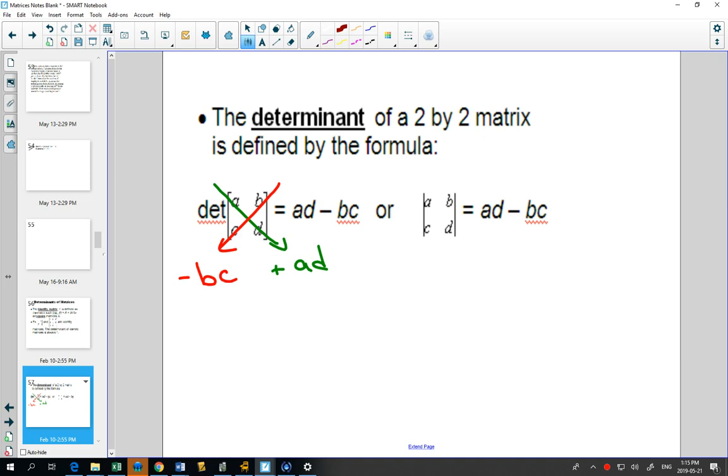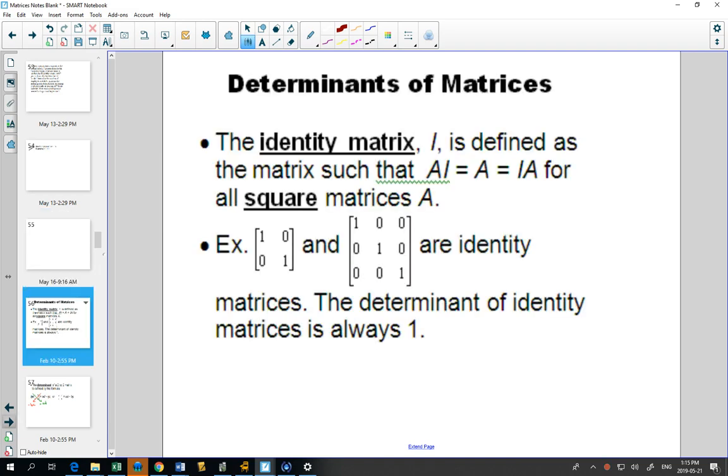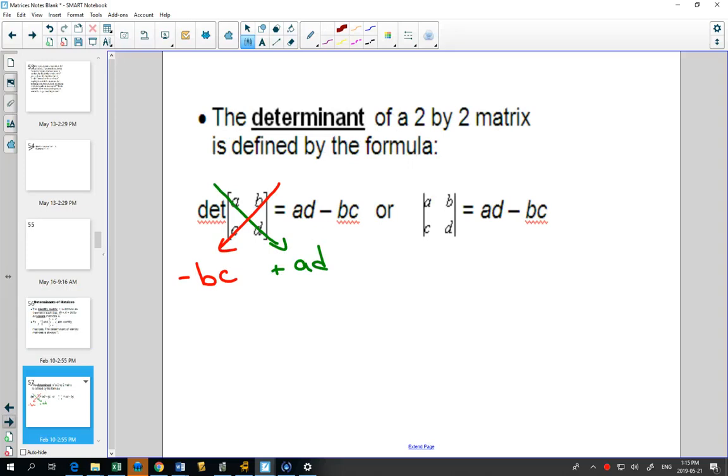Now it's on. And so, here's a quick recap. Determining determinants. You can only find the determinant of a square matrix. The identity matrix determinant is always 1. And there's the formula for a determinant. You can show a determinant by either writing DET out in front or by using straight lines around your matrix.